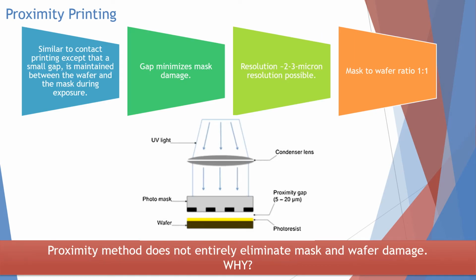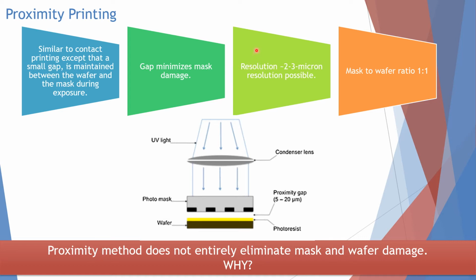So as the name, it is proximity printing, meaning that it is not in contact with the photomask, but it has some gap around 5 to 20 micrometer in between the mask and also the photoresist. Okay, so this one is similar to the contact printing, except they have a small gap that is maintained throughout the process. This gap will minimize the mask damage.